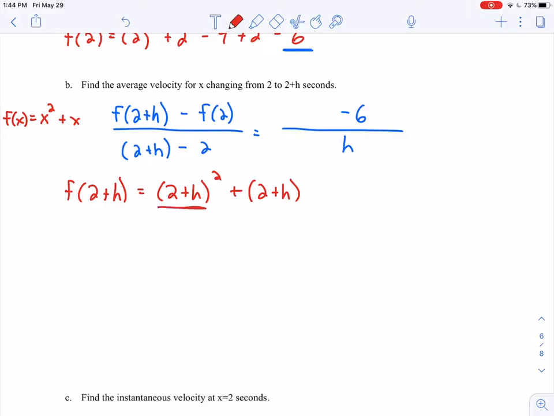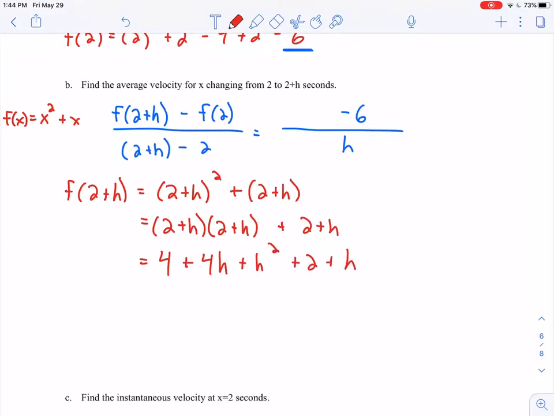Again, remember this guy, you are going to have to FOIL that out, so if you need to, take a step to write 2 plus h times 2 plus h plus 2 plus h. So let's see, if we FOIL this guy out, we should end up with 4 plus, let's see, I should have 4h plus h squared plus 2 plus h. So, let's see, 4 plus 2, I've got 6. 4h plus h, I should have plus 5h plus h squared. And that is my f of 2 plus h.